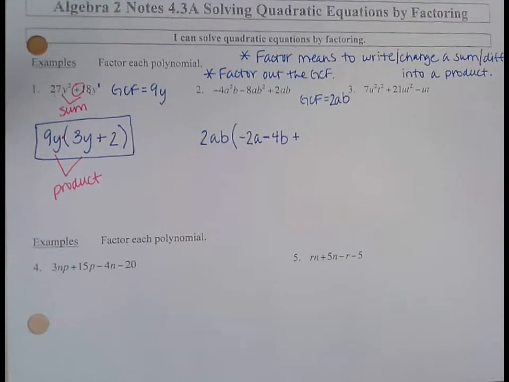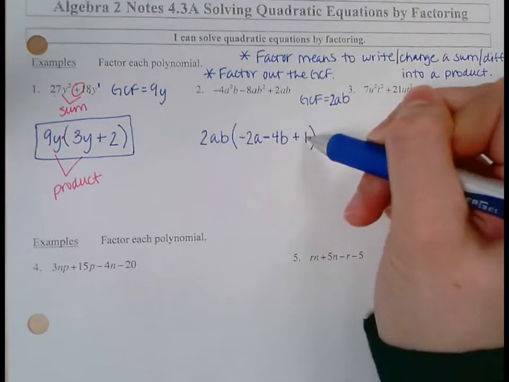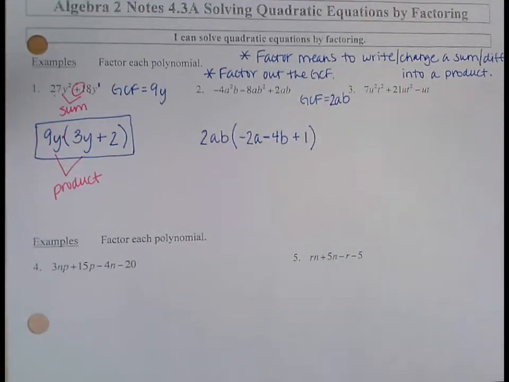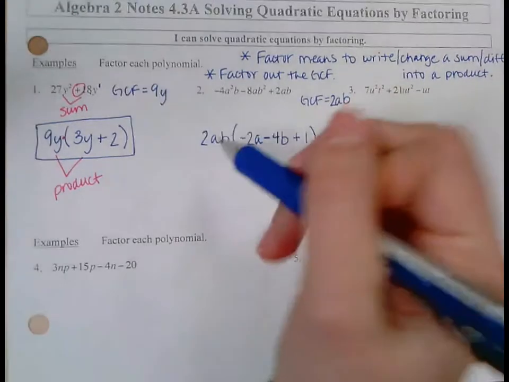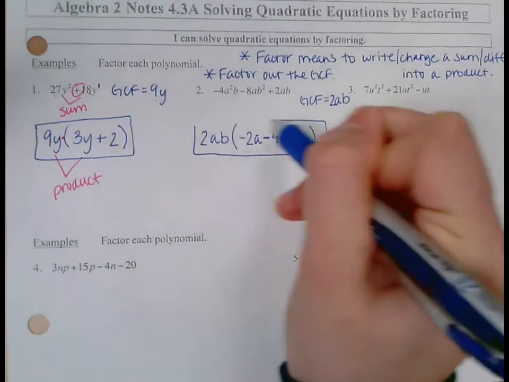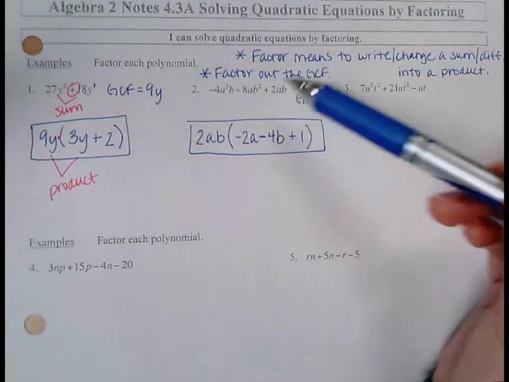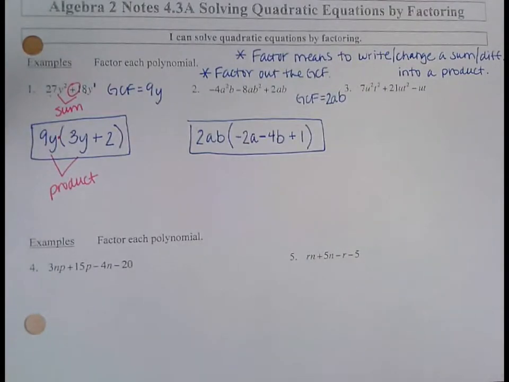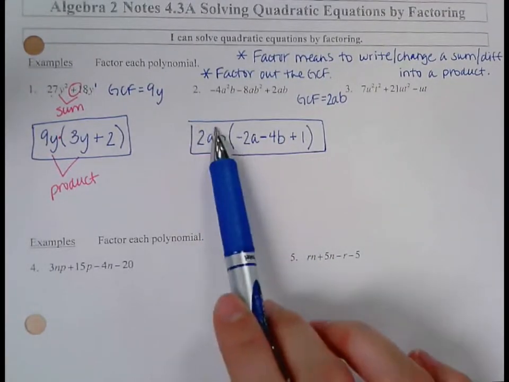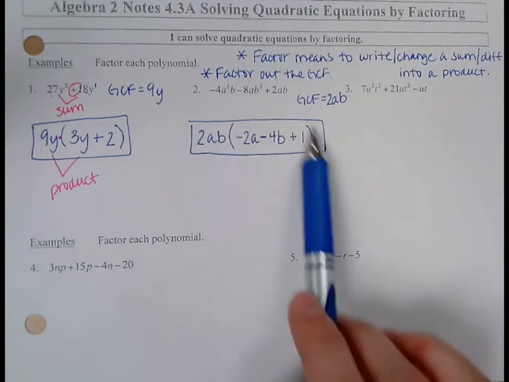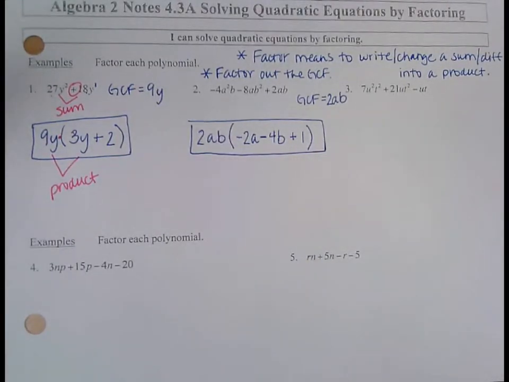It cancels out to be what number? A 1, not a 0. So you do have to have the 1 there. If something cancels out, it's a 1. And this would be the factored form. And again, we started with a sum and difference of 3 terms, and now we have 2ab multiplied by a second quantity, so we have a product.